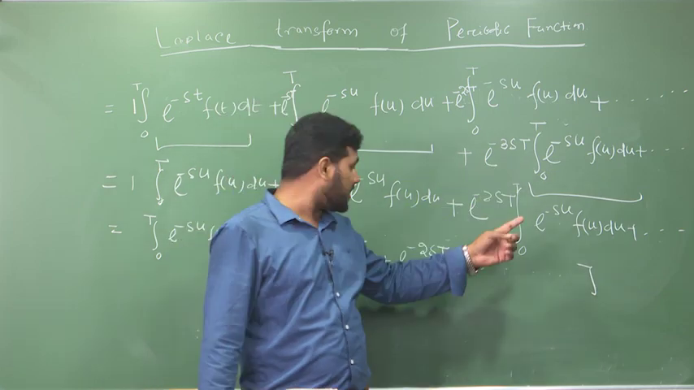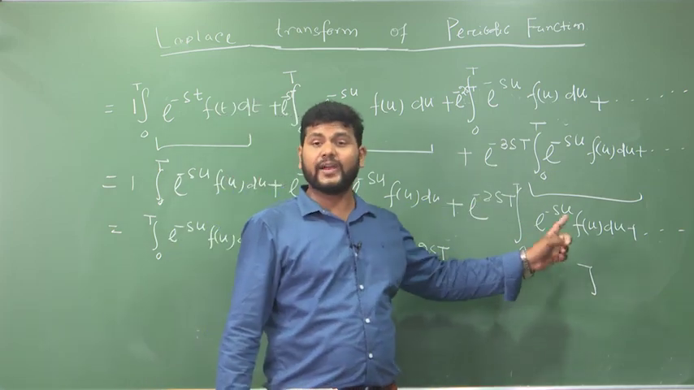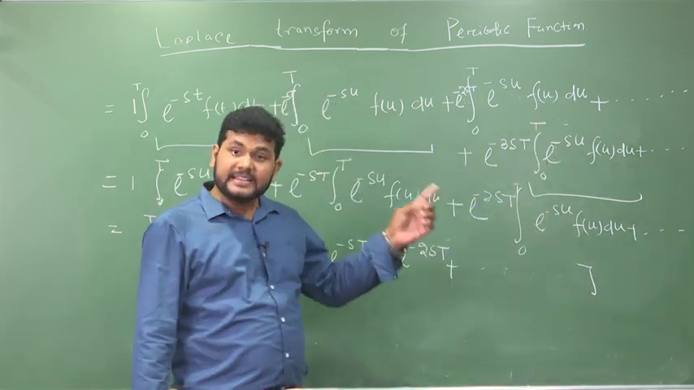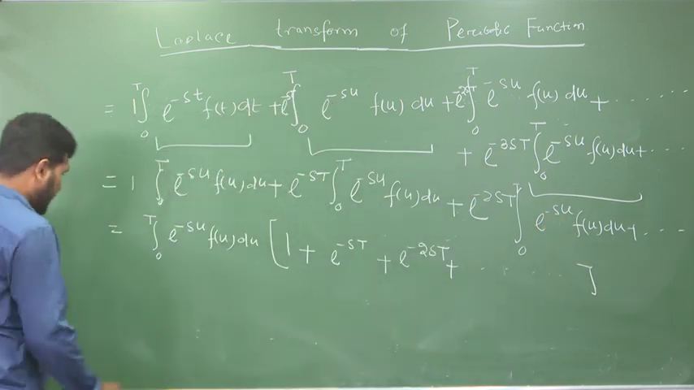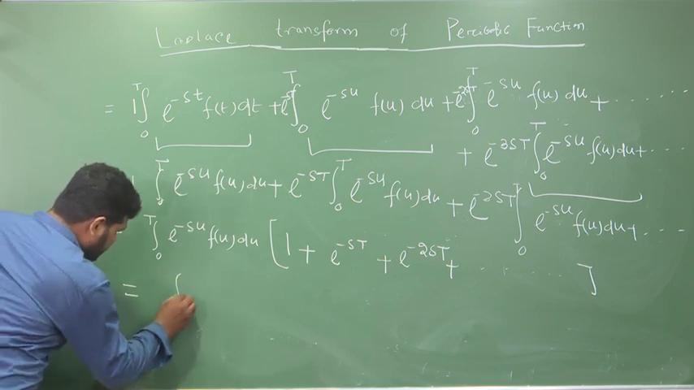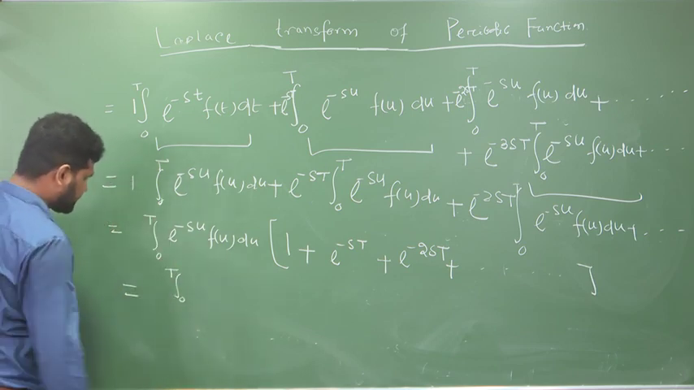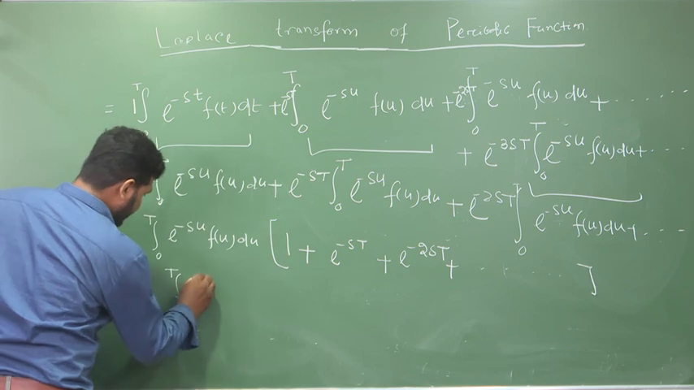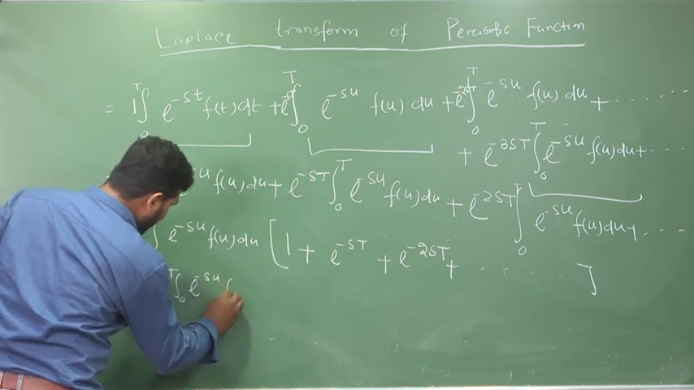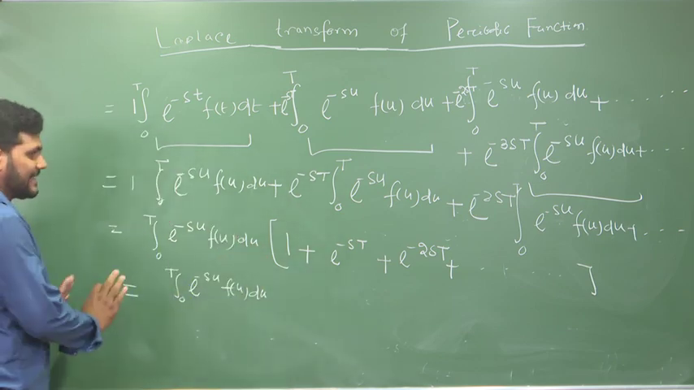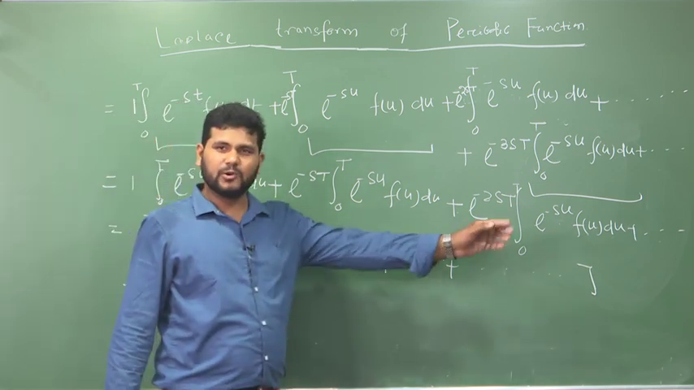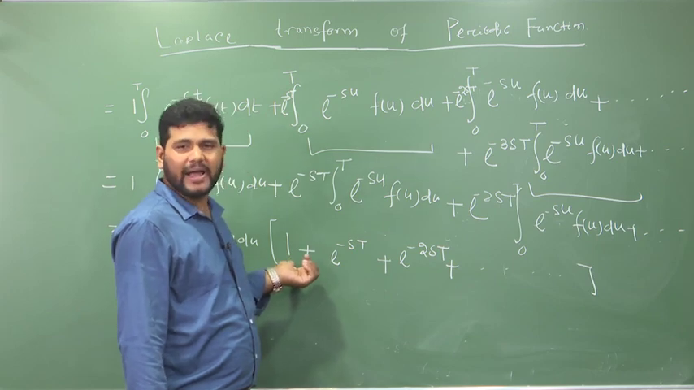What will be the next term? E power minus 4st. So that is the nature of a periodic function. Well, so we have 0 to T, exponential e power minus su f of u du as it is. What is this? Look at the first term, only 1.